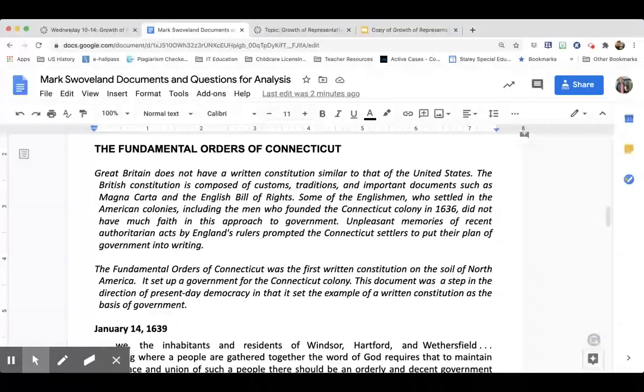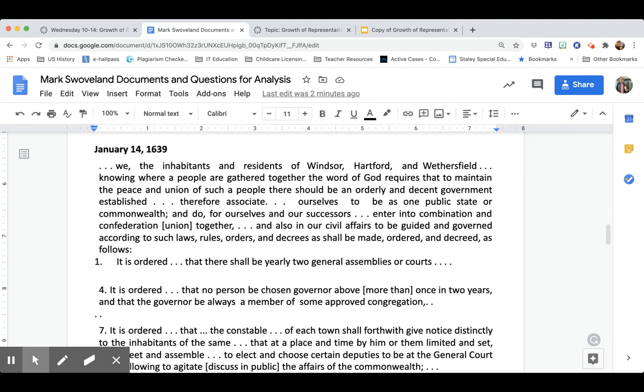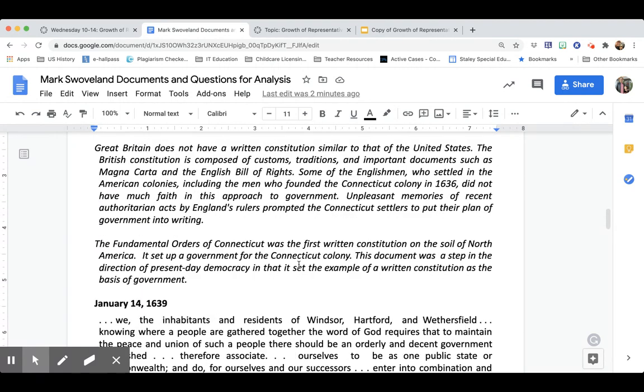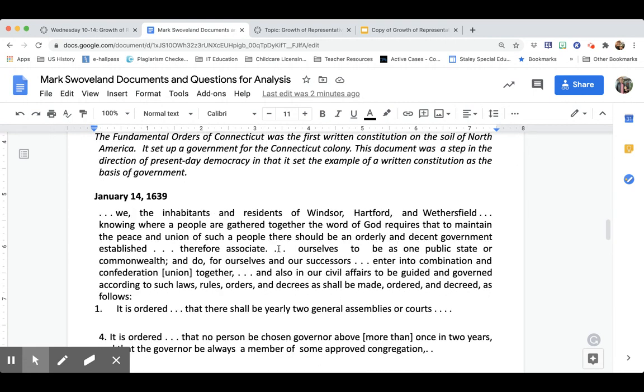So one of the things that people coming over from England to these original 13 colonies want is clear, structured government. And that's really going to be the birth of the Constitution. We're going to see that come out of the desire that people have for clear, consistent government. All right, January 14th, 1639. And this is from the Fundamental Orders of Connecticut.